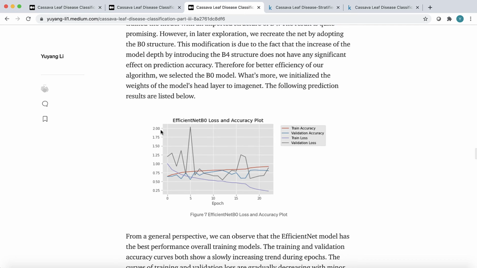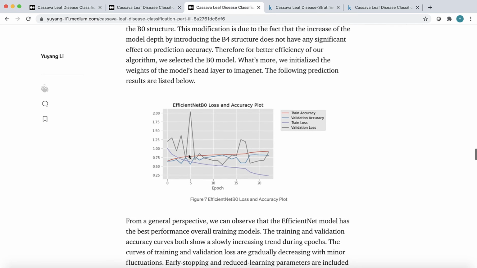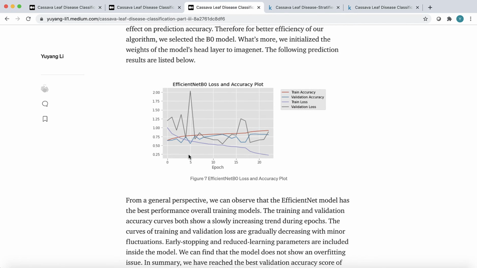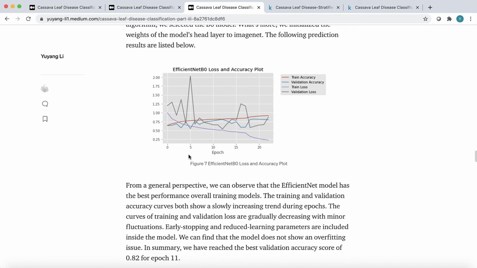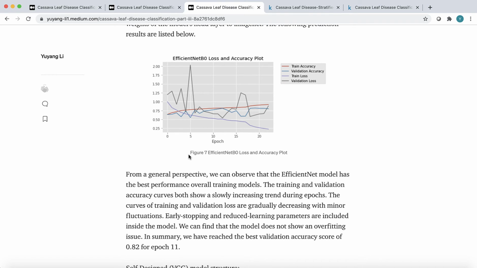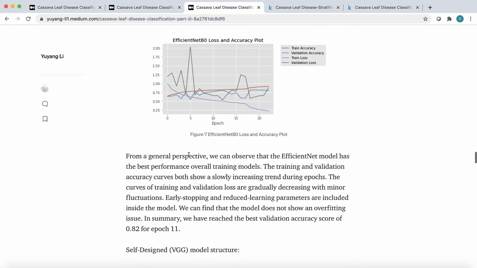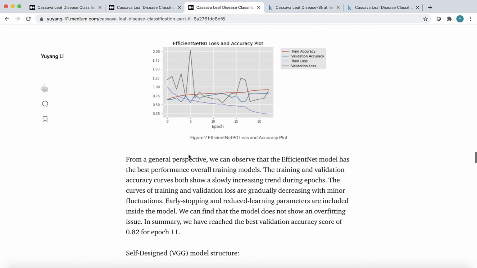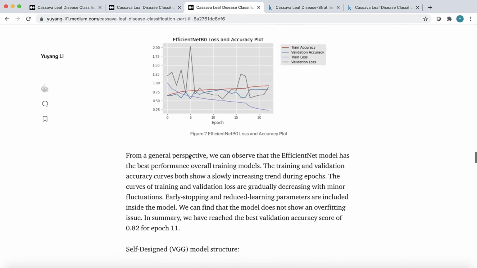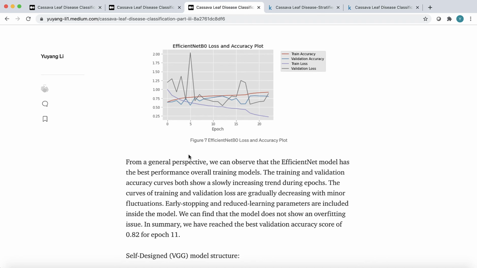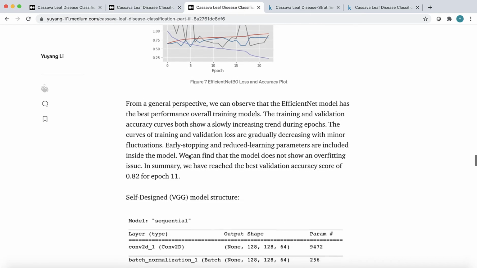And the plot here shows the loss and accuracy results of our EfficientNet B0 model, as this model gives the best performance among all the models we tried so far. The training and validation accuracy curves both increase during epochs. The curves of training and validation losses are gradually decreasing with minor fluctuations. In the end, we reached the best validation accuracy score of 0.82 for epoch 11.